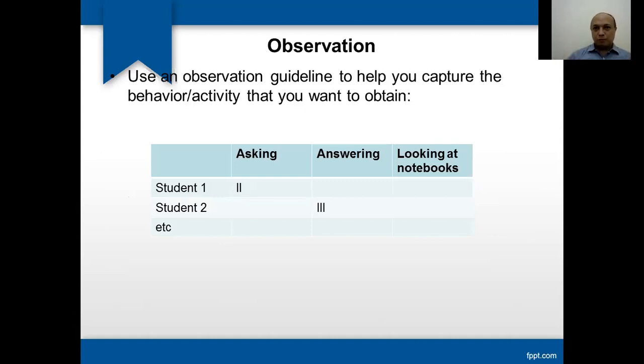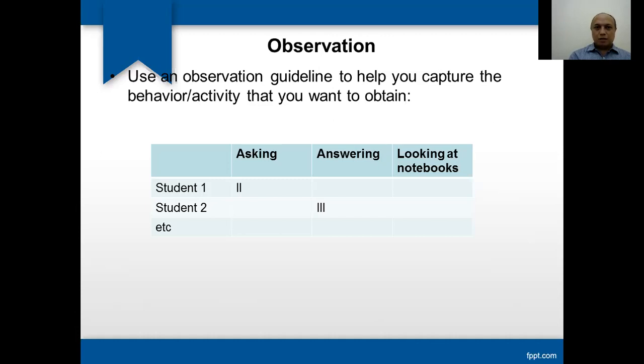Observation is when you watch people doing things, doing their daily activities, doing their tasks. In observation, you have to use an observation guideline. This is a written form which will guide you to determine what actions are to be recorded, what actions are to be noticed, what actions are to be marked, what actions are to be noted down on your paper or on your recording device. So the observation guideline is to help you capture the behavior or the activity that you want to obtain.